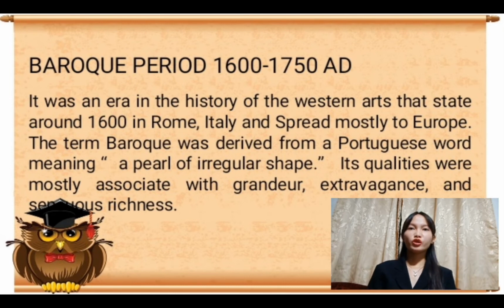The Baroque period refers to an era that started around 1600 and ended around 1750 and included composers like Bach, Vivaldi, and Handel, who pioneered new styles like the concerto and the sonata. The Baroque period saw an explosion of new musical styles with the introduction of the concerto, sonata, and the opera. The term Baroque was derived from a Portuguese word meaning a pearl of irregular shape. Its qualities were mostly associated with grandeur, extravagance, and sensuous rhythm.